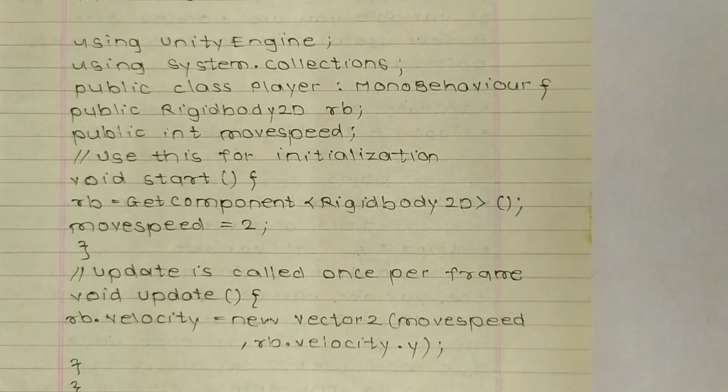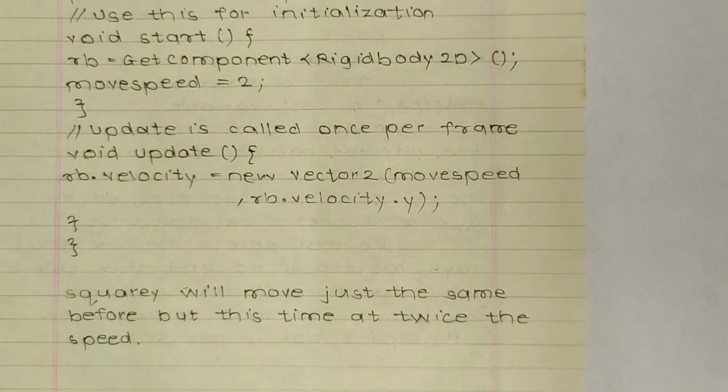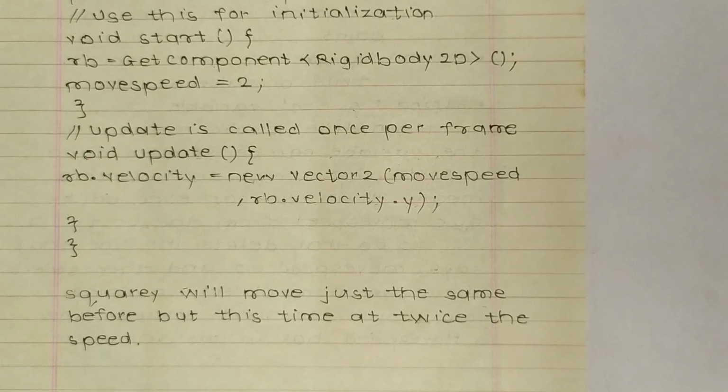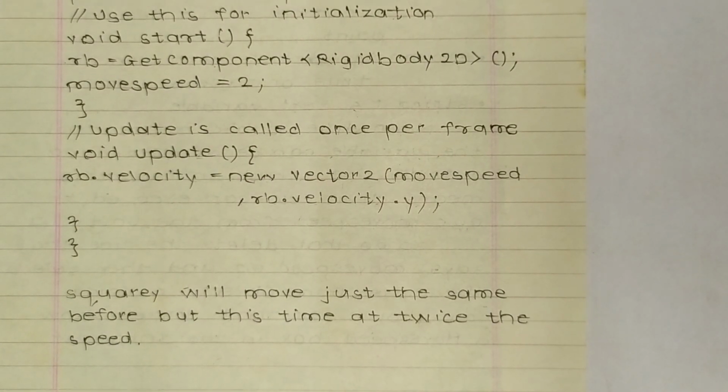With this code, Squarey will move just the same as before, but this time at twice the speed.